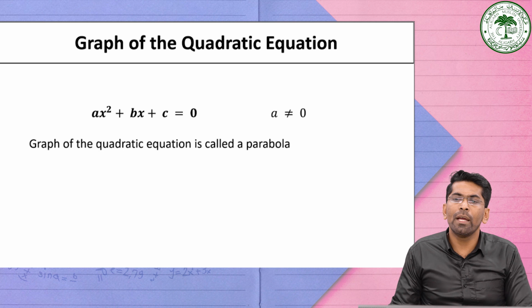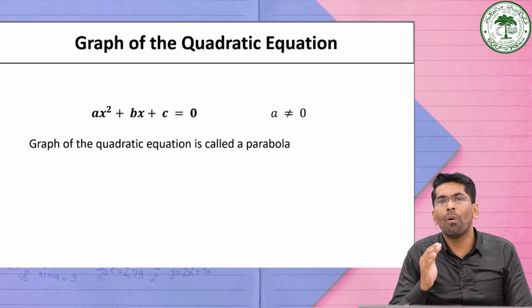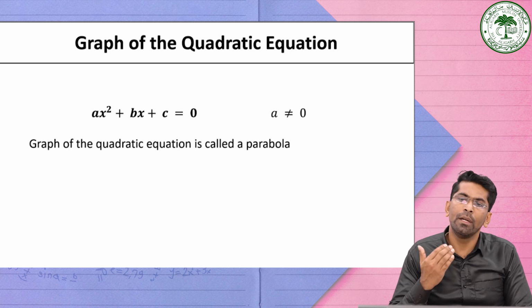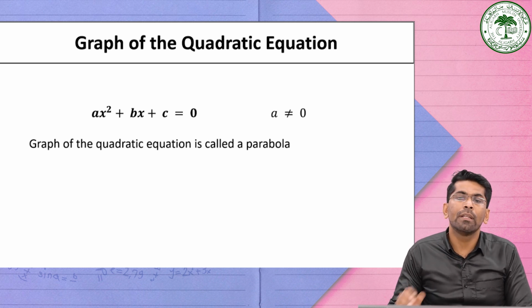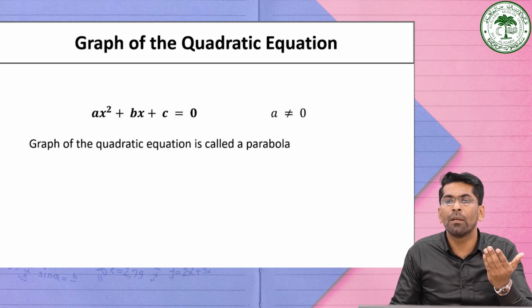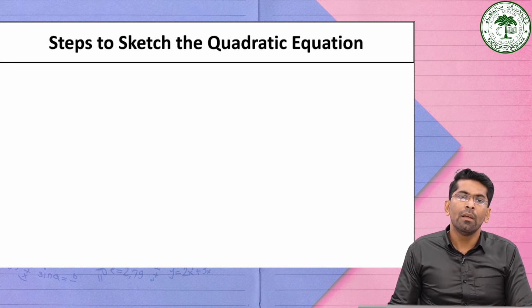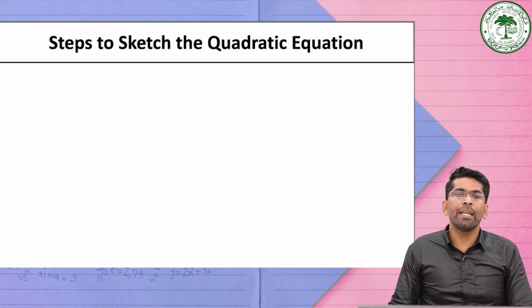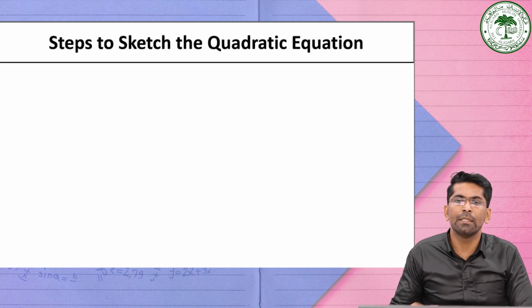A parabola is a symmetrical curve that can either open upward or downward depending upon the sign of the coefficient of the quadratic term, that is, here the sign of a. So depending upon the sign of a, we may have a different shape for the parabola, which may open upward or downward. Now, in order to sketch the quadratic equation, we have to follow a certain stepwise procedure.